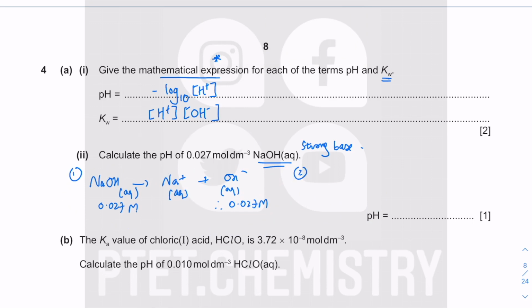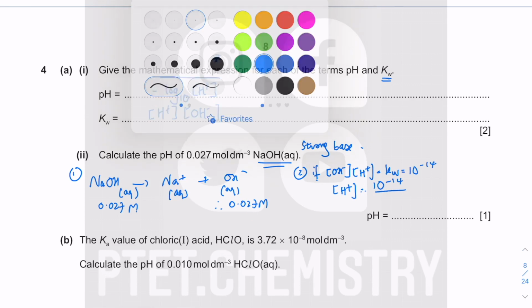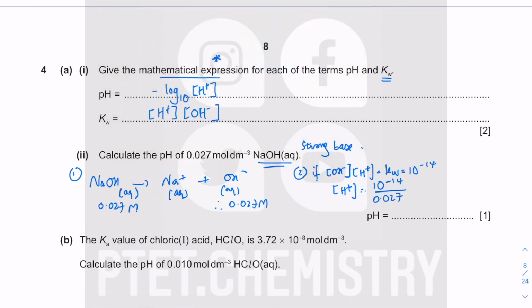Well, actually, what can I do? So if OH minus times H plus is equal to Kw, it's equal to 10 to the power minus 14. So H plus is equal to 10 to the power minus 14 divided by the OH concentration, which is 0.027. And if you know the H plus concentration, well, that's why they ask you for this particular expression. If you know the H plus concentration for this NaOH, then you can just sub it into there, and then you should be able to get the answer correctly.